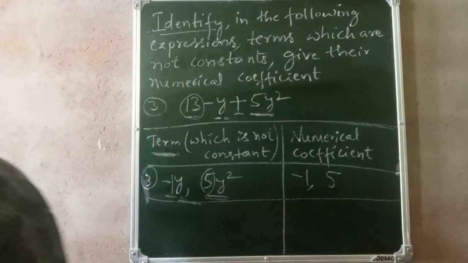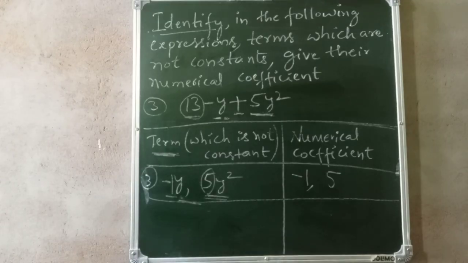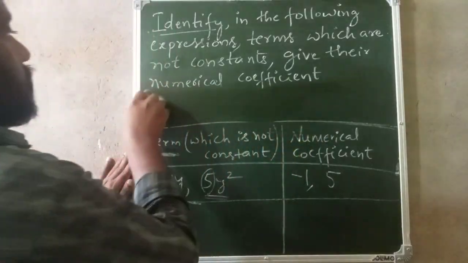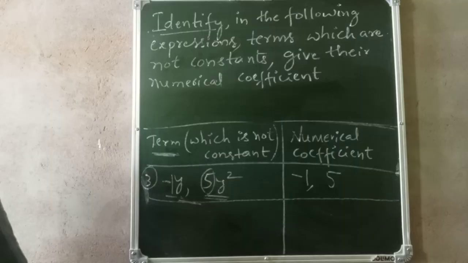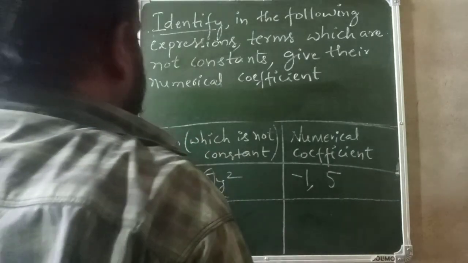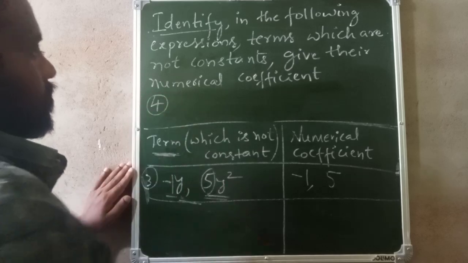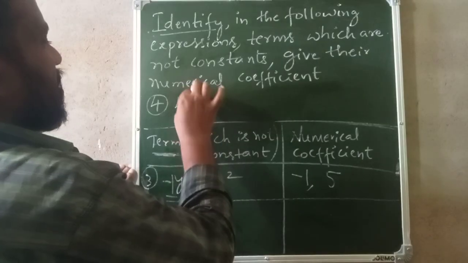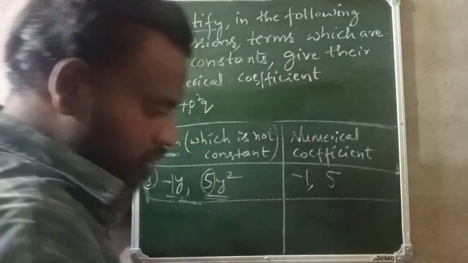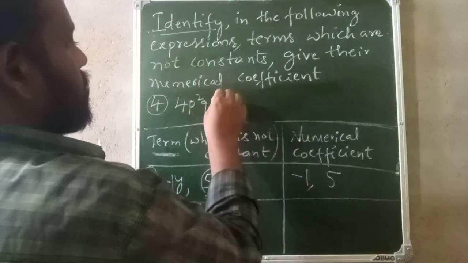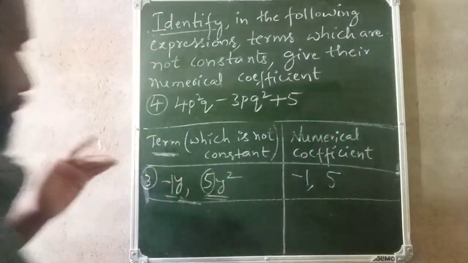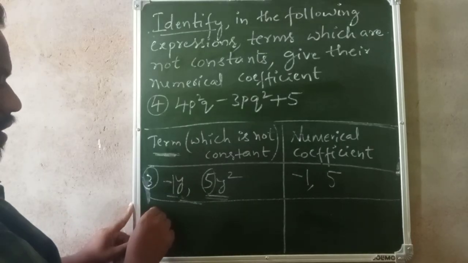Next we'll see the fourth example. Fourth example: 4p square q minus 3p q square plus 5. So fourth I will write here.